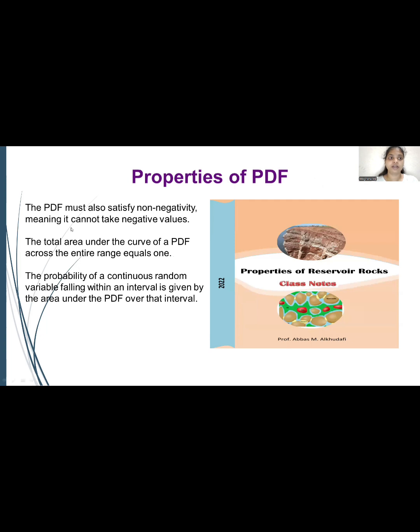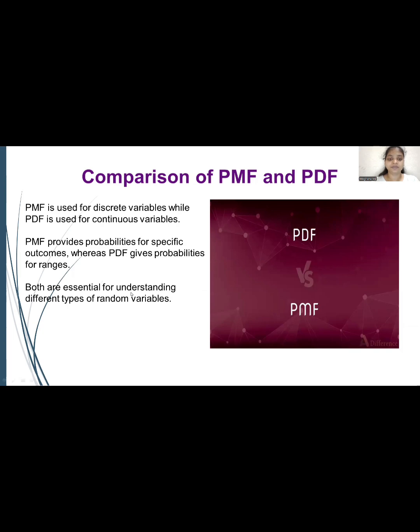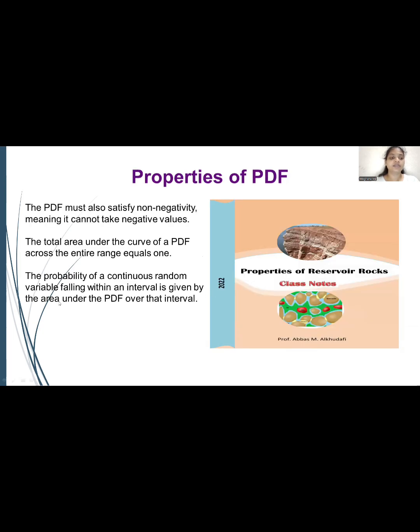Properties of PDF. The PDF must also satisfy non-negativity, meaning it cannot take negative values. The total area under the curve of a PDF across the entire range equals 1. The probability of a continuous random variable falling within an interval is given by the area under the PDF over the interval.